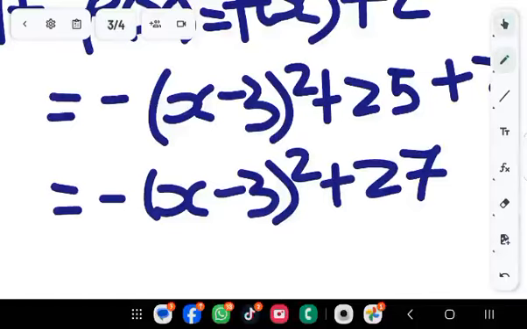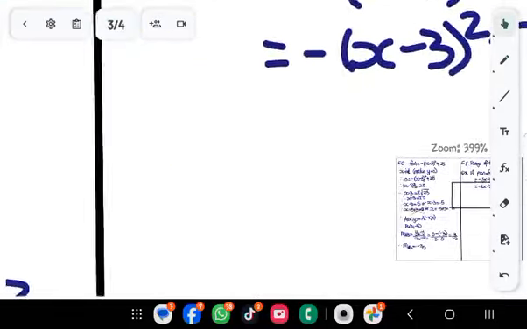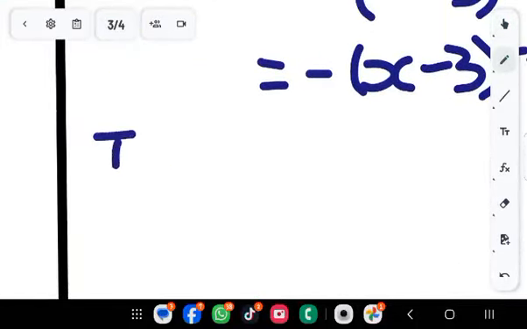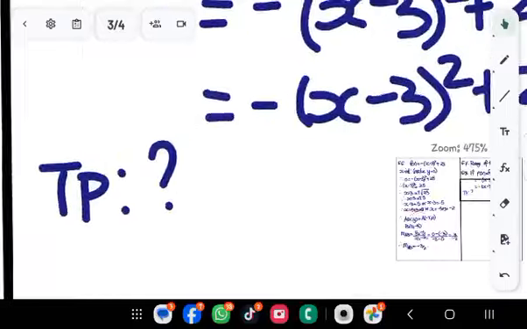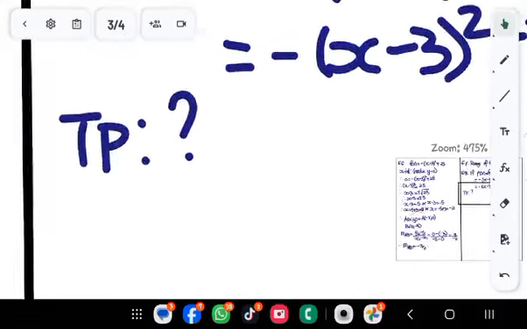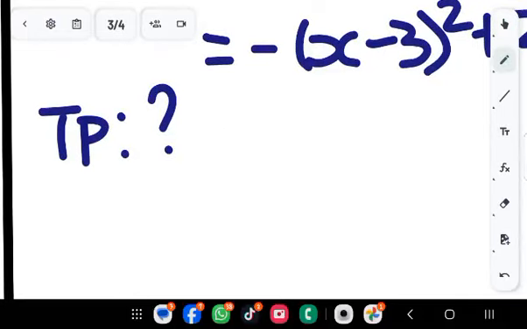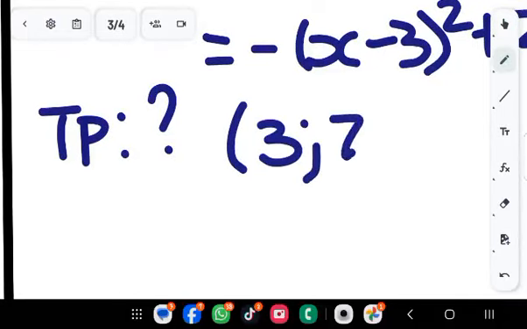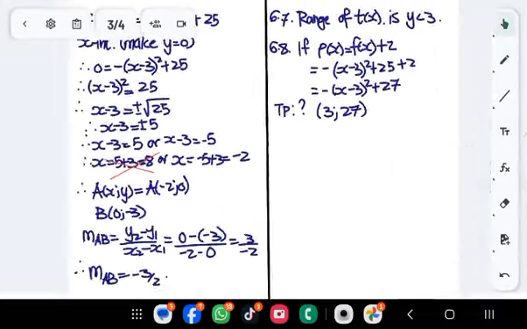Alright, here is the turning point. The turning point will simply be 3, 27. That will be the turning point.